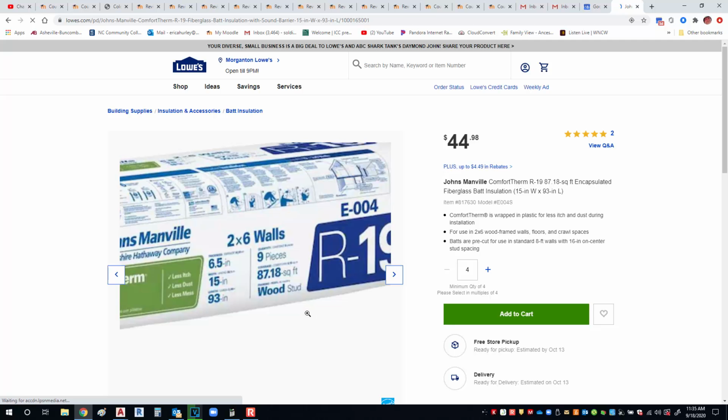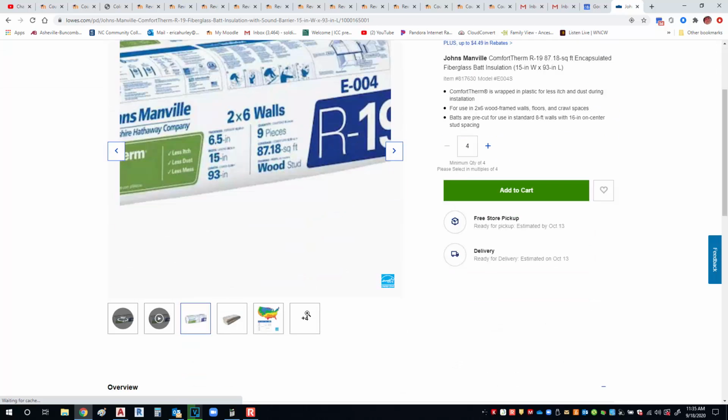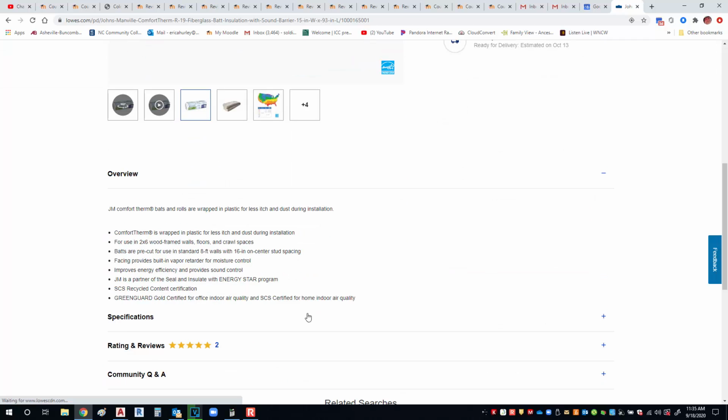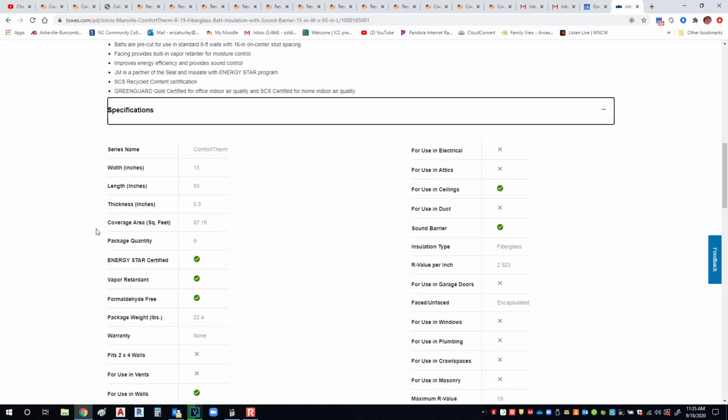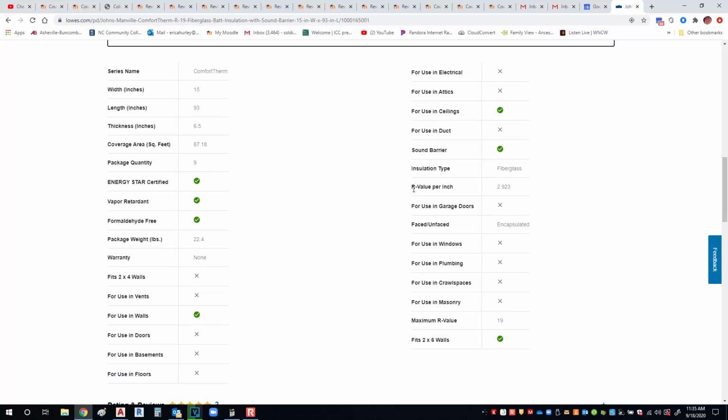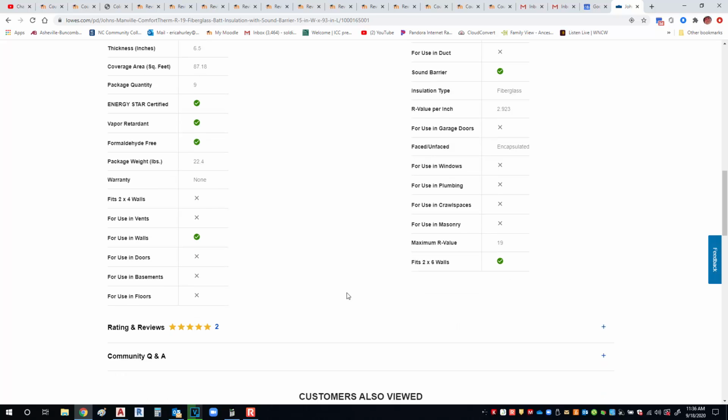If we look in the specifications down here, maybe R value per inch, 2.923. That's one indication that we could go by. Thickness is 6.5 inches. All right, for R19, maximum value R19, fits in a 2x6 wall.